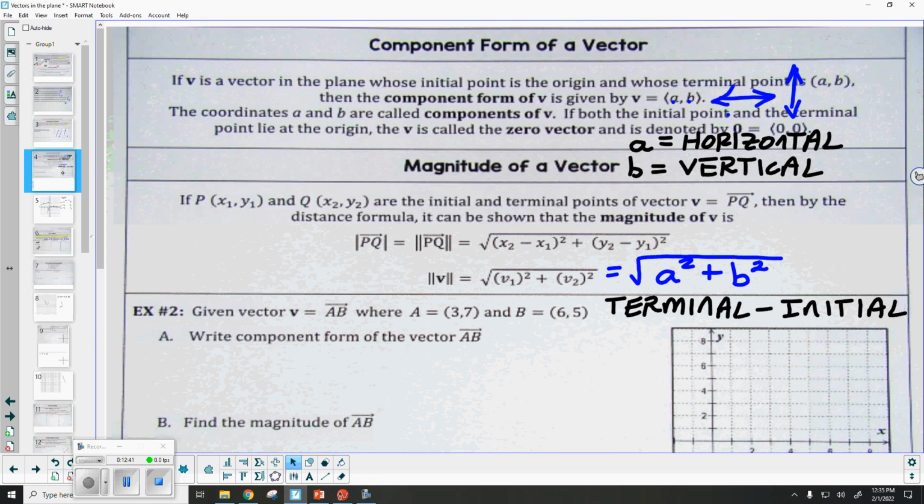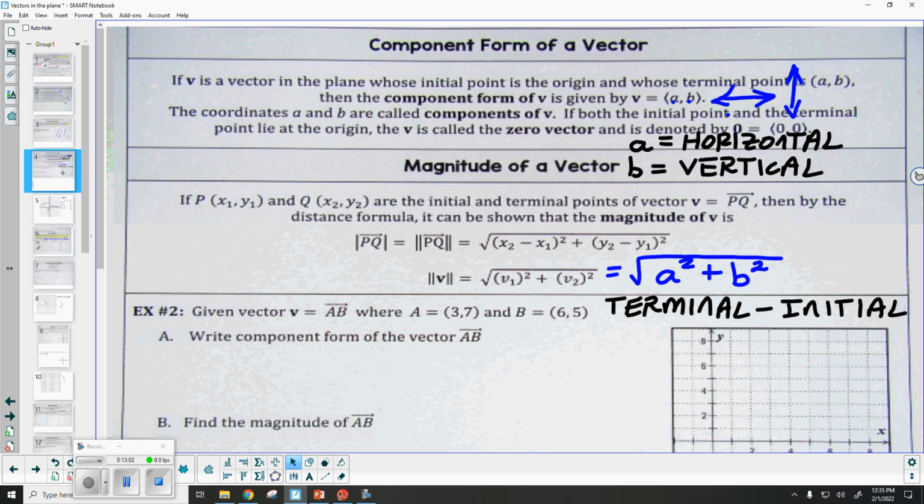Component form. Okay, so if v is a vector in the plane whose initial point is the origin, and what is that? What do we call that where the initial point's at the origin? Two words? That's standard position. Standard position, it starts at the origin. And whose terminal point is (a, b), then the component form of v is given by this.